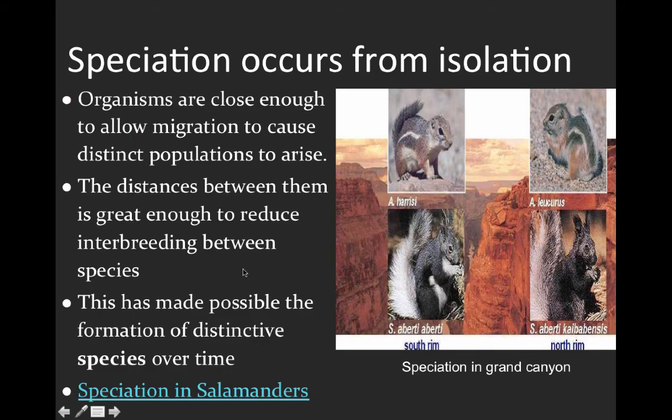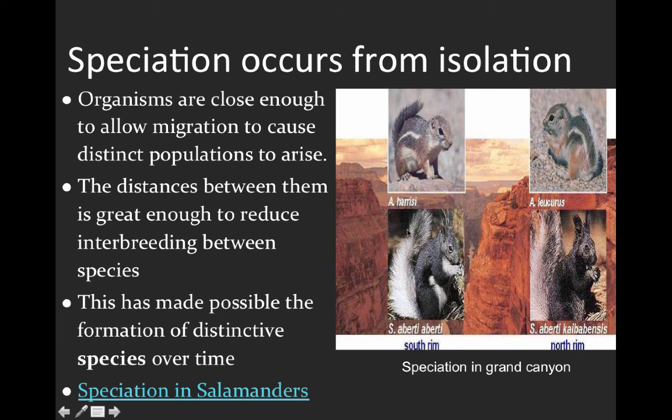Speciation comes in the form of isolation. A lot of the time, organisms are close enough to migrate to cause distinct populations to arise. The distances between them are great enough to reduce interbreeding, and ultimately we get these separate pockets of population. New species form over time when they're isolated. That's a key takeaway. We'll talk about the salamander video in class a little bit.